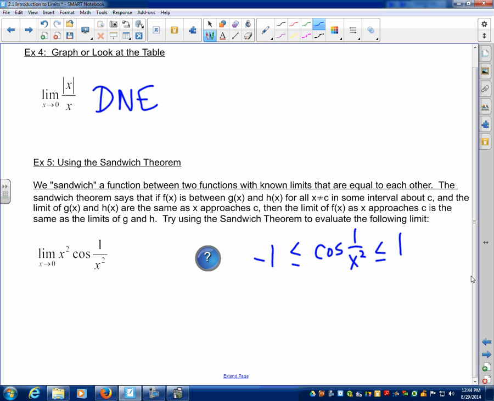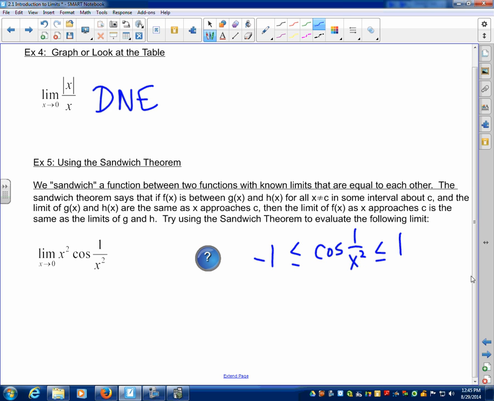That in and of itself would not be enough to guarantee a limit, because if I were to evaluate the limit right here on the left-hand side, this limit of a constant function is going to be -1. If I were to evaluate what's the limit as x approaches 0 of -1, what's -1? What's the limit as x approaches 0 of 1? It's 1. So these are different limits, but I really want to know the limit of something x squared times cosine of 1 over x squared. So I start with this statement.